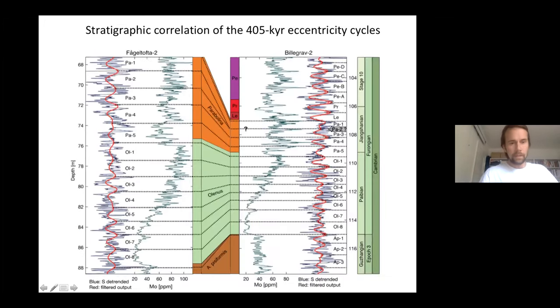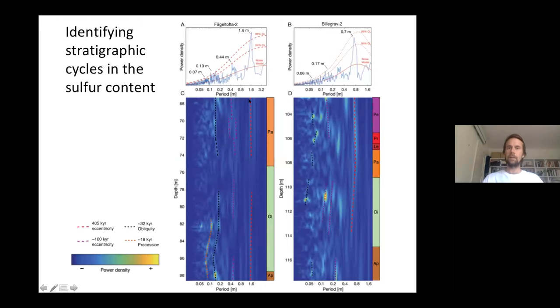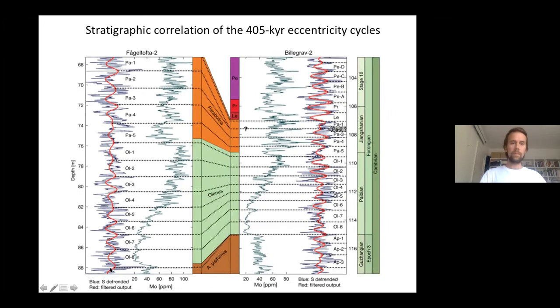So the next step was that we filtered out the long eccentricity cycle, because the long eccentricity cycle lasts 405,000 years. We filtered them out to see if we could correlate them between the two cores. And this was possible. We find 8 405,000-year cycles in each core. And this correlation is also consistent with the biostratigraphy, and it's also consistent with the molybdenum curves as we use for stratigraphic correlation in these settings.